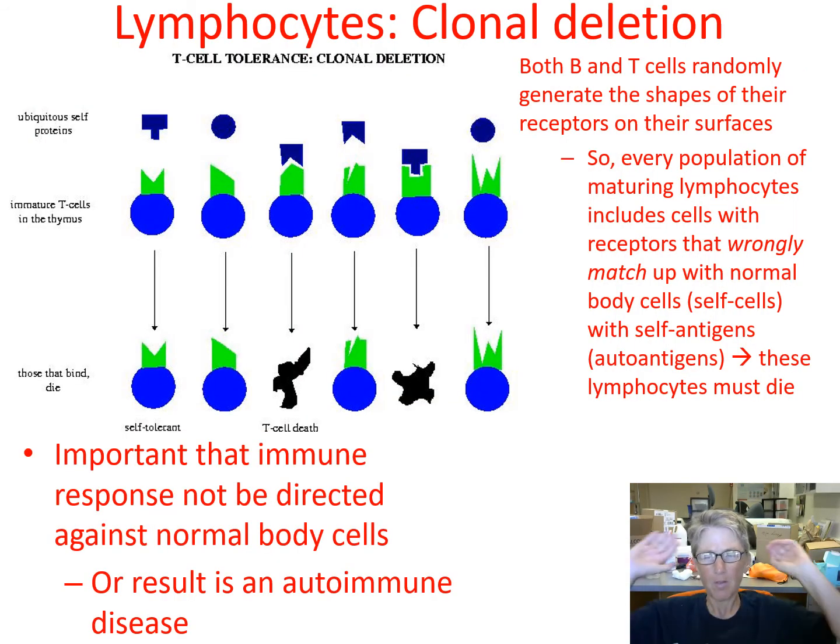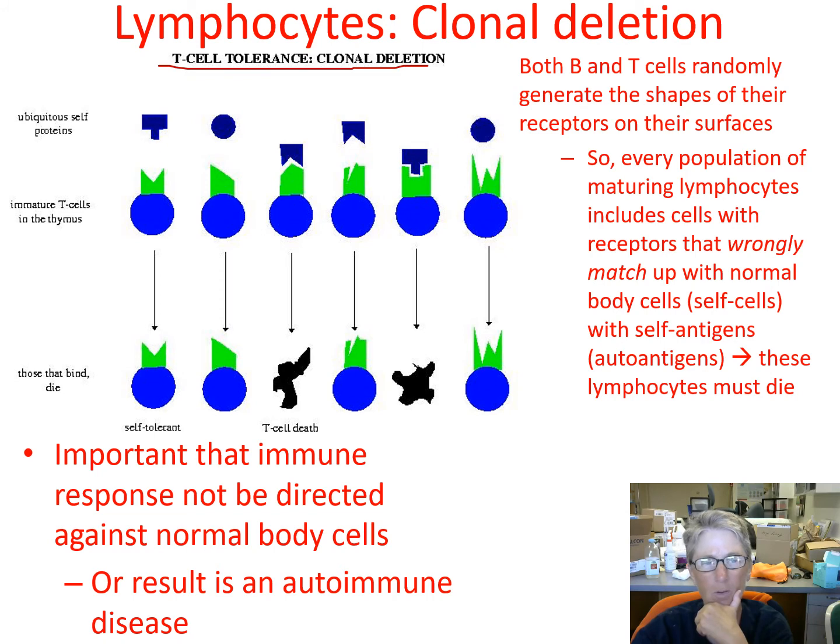Okay, so we talked about this with the B cells, so hopefully you have kind of an idea, this concept of clonal deletion. So let's take a look at the cartoon. It says T cell tolerance, clonal deletion. Now, remember that the T cells are born in the red bone marrow, and then they go to the thymus to mature and become what's called immunocompetent. That means that they can go out and do the thing they're supposed to do. So this is what happens in the thymus with T cells.